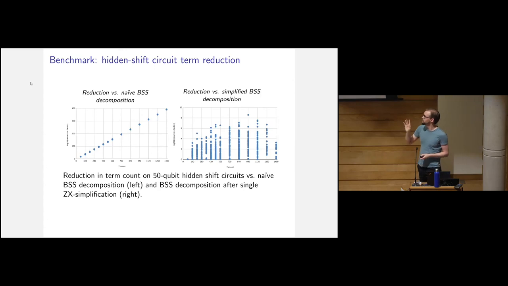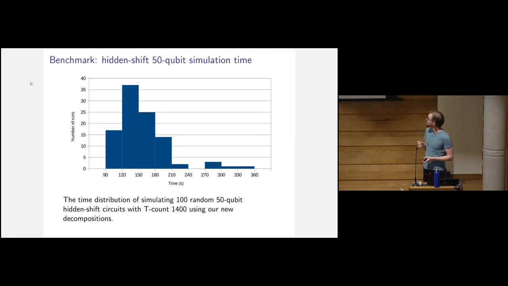And again, I want to reiterate, the previous best for these simulation methods, they could do a hidden shift circuit with, I think, 64 T gates, and we can go up to 1400. So this is quite a big improvement. So this is the running time of 100 random 50 qubit hidden shift circuits with T-count 1400, and how many seconds it takes. And this is running on a laptop. So we can simulate these 50 qubit circuits in a couple of minutes just on a consumer laptop.